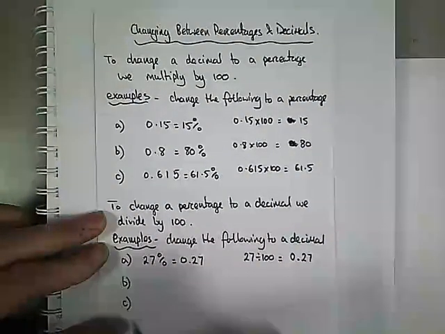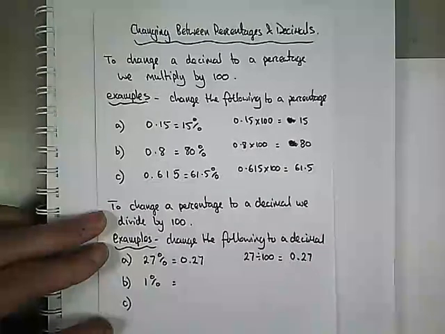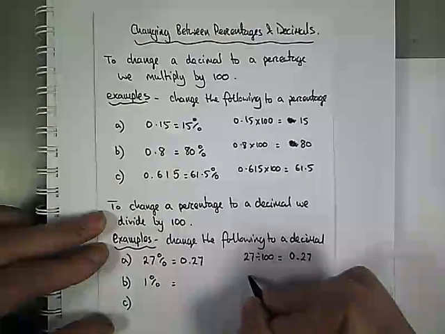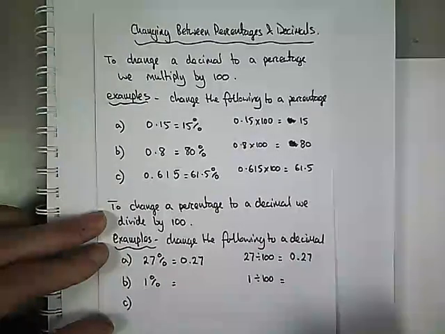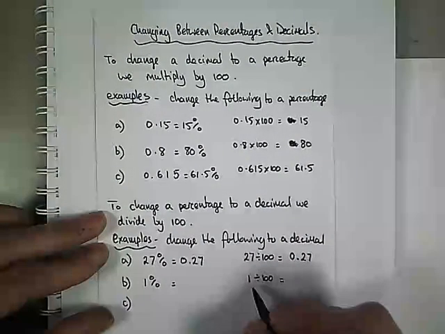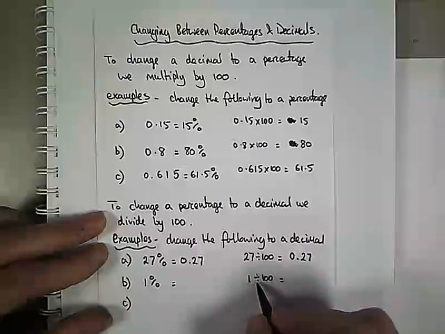Okay, second question. 1%. I want to change that to a decimal. So I've got 1 divided by 100 equals. So I'm going to move the decimal point. The decimal point at the moment, you can't see it, but there is one there. It's just after the 1. Because 1.0 would be equal to 1.